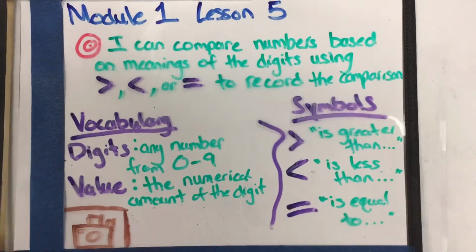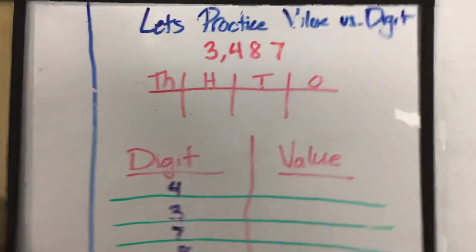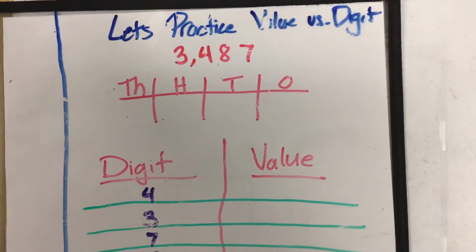So we have our lesson. We have our goal. We're going to be comparing our numbers, looking at the value of the digit. But before we do that, we want to practice getting to know how we can look at our values and our digits. Now, to do that, we're going to use the number 3,487, and to understand its value, we can put it on our place value chart.